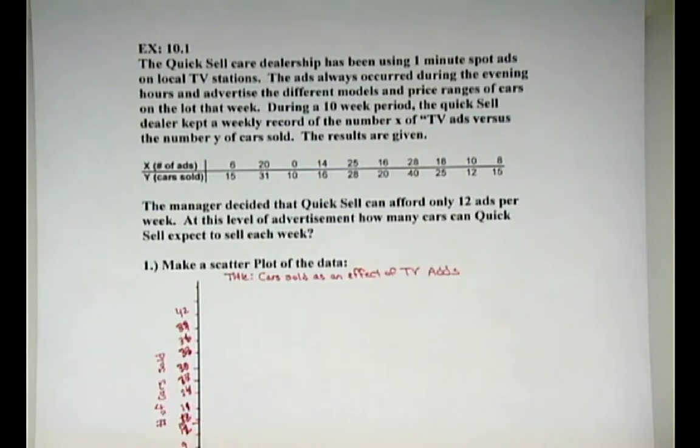We've got a dealership, and they've been using TV ads, and they want to know if the cars they sell is somehow related to the number of ads they run. So in order to see if there's some sort of correlation going on between cars sold and number of ads ran, we're going to make a scatter plot because that is the most basic way to decide whether we should proceed with a regressional analysis or not.